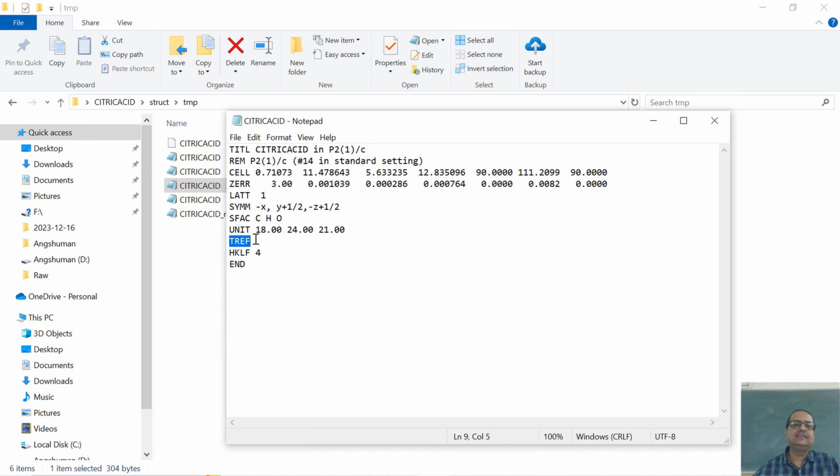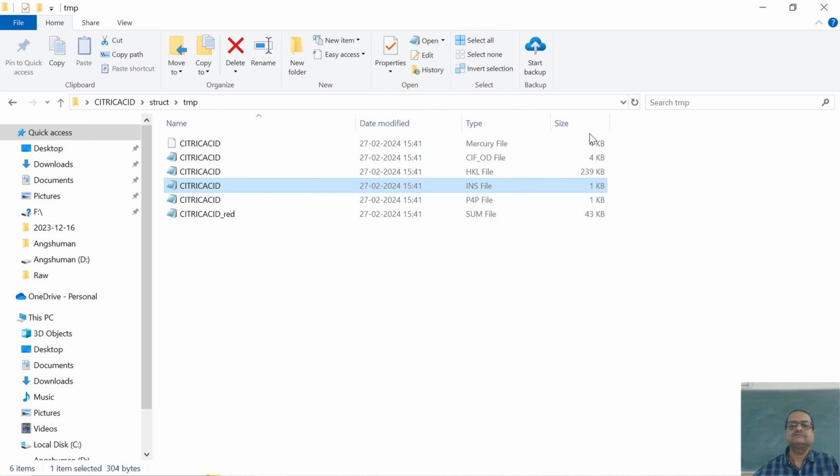TREF is the keyword for using the direct methods. If you are using the Patterson method, it will write PATT. And HKLF 4 is the format for the HKL file, how the HKL file should be read, and END means end of this input file.